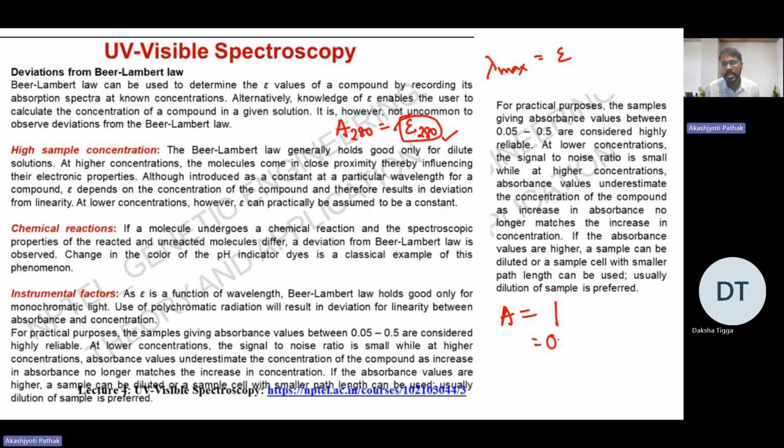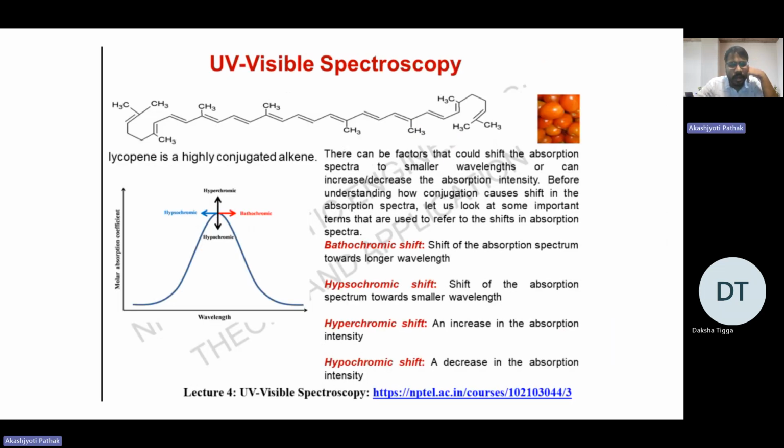What is usually done is your sample should have an absorbance in the range of 0.2 to 0.8. If it is lying above this range or below this range, then the absorbance value that you are getting is not reliable, and you need to accordingly dilute it so that you get an absorbance value in this range. Then you can use that for calculating your concentration. Now, there can be factors that could shift the absorption spectra to smaller wavelengths or can increase or decrease the absorption intensity.